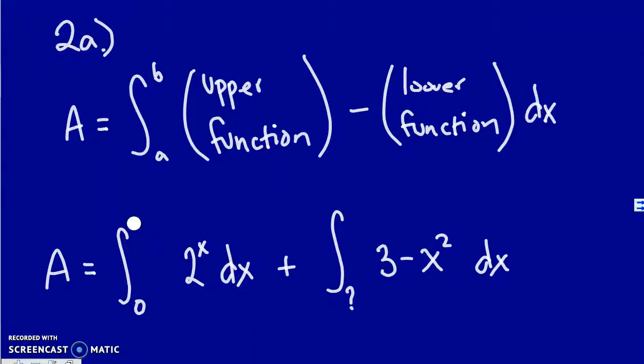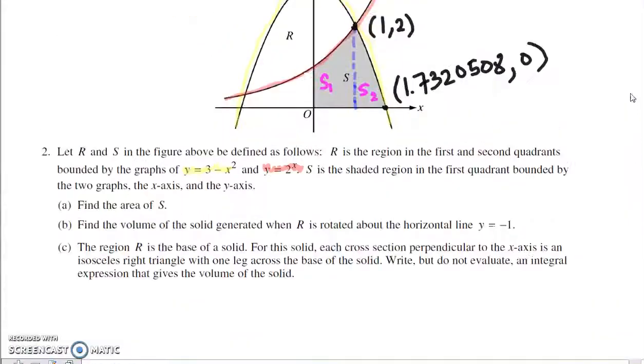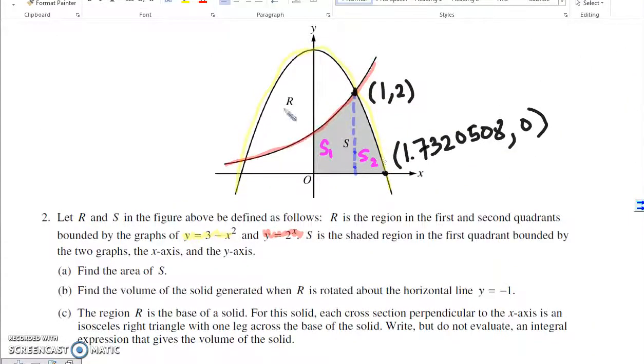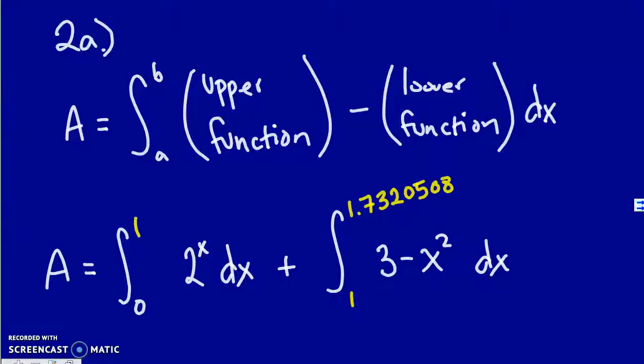I can go ahead and remove that and write my 1. The second region will keep going from 1 all the way to 1.732058. So we got that.